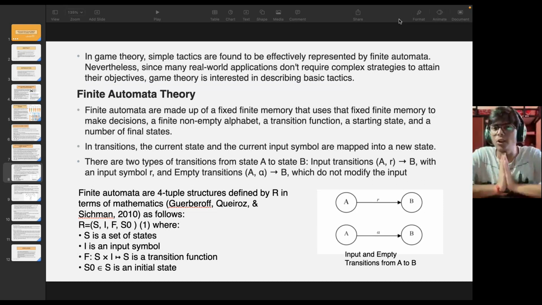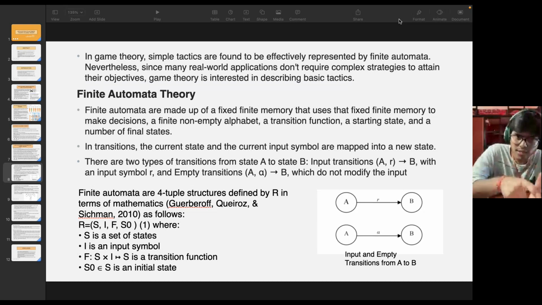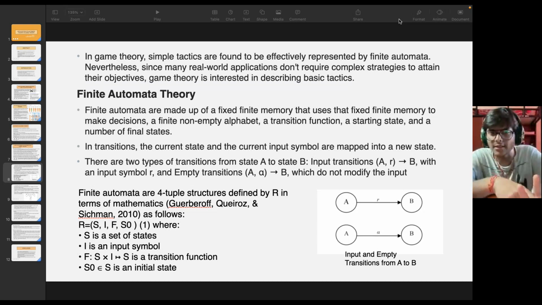So basically, a finite automata has a starting state, a non-empty alphabet, a transition function, and a number of final states, right? In transitions, the current state and the current input symbol are mapped into a new state, right? There are two types of transitions, from state A to state B. Let's take two states, state A and state B.